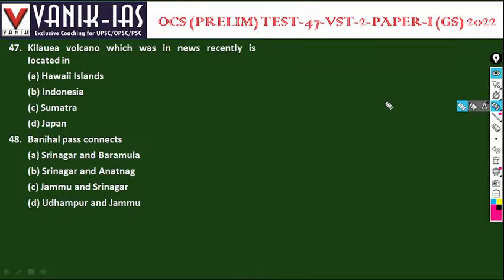Kilauea volcano, which was in the news recently, is located in Hawaii Island, Indonesia, Sumatra, or Japan? Where is Kilauea volcano? It is in Hawaii Island. In Hawaii Island there are multiple volcanoes, so many volcanoes are found there. So it is the answer. Then Banihal Pass, it is very important. Banihal Pass is in Jammu and Srinagar.